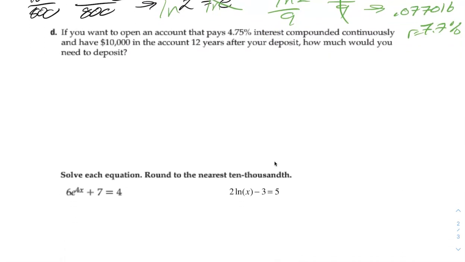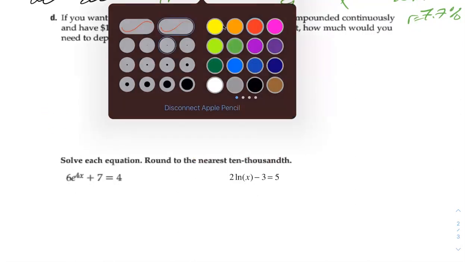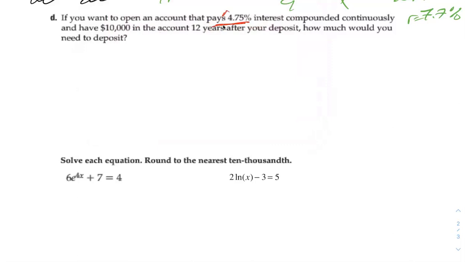I was wrong. There's more. Let's do the last application problem though. If you want to open an account that pays 4.7% interest, so I have my interest with me, that's my r, compounded continuously, and I have $10,000. So that's not me, that's my A. I want to have 10,000 at the end, after 12 years, that's my t. How much would you need to deposit? So the question here is, what's my P? Right, so A = Pert. I have everything except for the P.